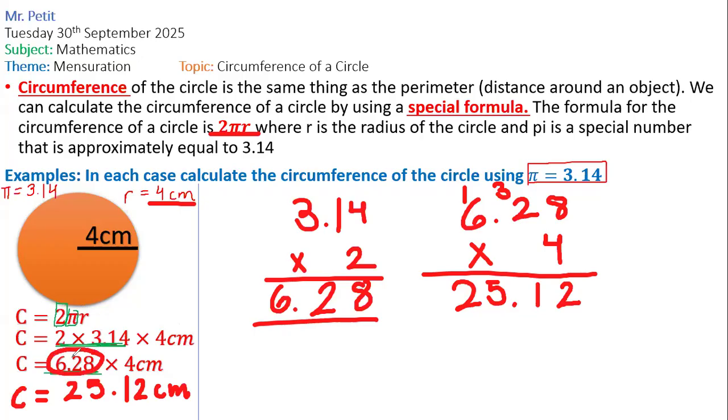We multiply 2 by 3.14, that gives us 6.28. That's when I multiply those two. Then I take 6.28 and multiply it by 4, and that gives me 25.12. Now does that make sense or a little bit more sense? Yes, sir. Okay, good. Let's do another one.